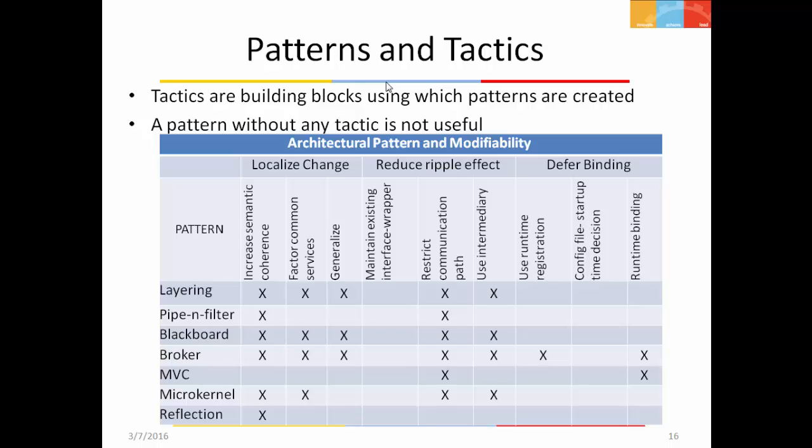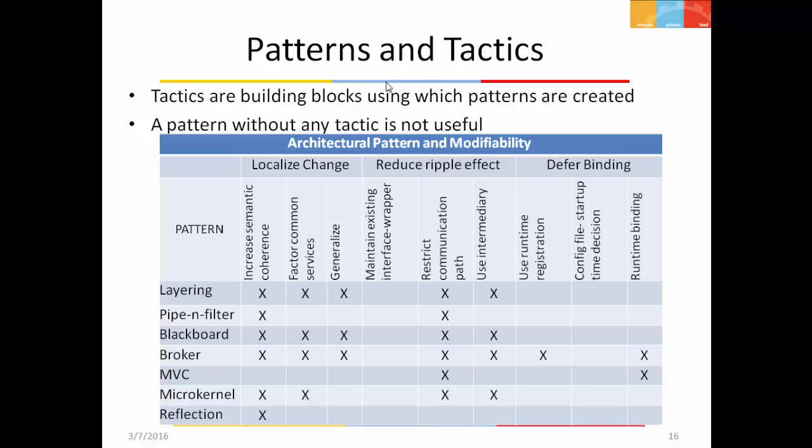So layering definitely increases the semantic coherence. You are grouping the related modules into one layer. It can definitely factor common services because the base layer would basically be common services. It can also help in generalization. It can restrict communication path. Very clearly the calls are quite restricted. You are not supposed to skip the layers and so on. Then it uses intermediary. Sometimes there might be an intermediate layer through which you end up calling the base module.